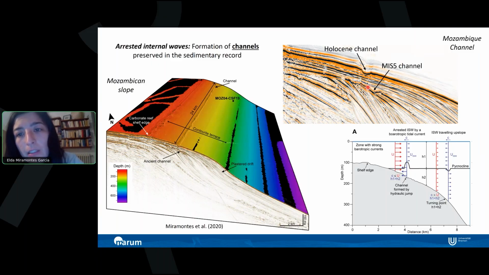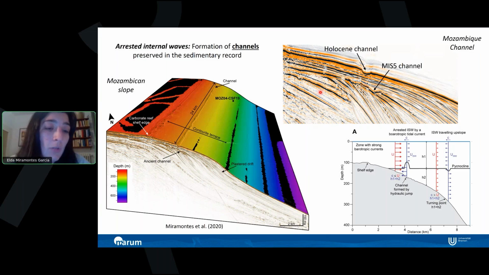We can identify it very well here in seismic. And we know that it was formed during the last interglacial, because this area is in front of the Zambezi Delta. So during the low sea-level time, we have a very high sediment supply, and even if we have internal waves and the currents are still strong, if we have too much sediment supply, they are not going to be able to erode the seafloor so efficiently. So we tend to have these erosional surfaces during periods of relatively low sediment supply.